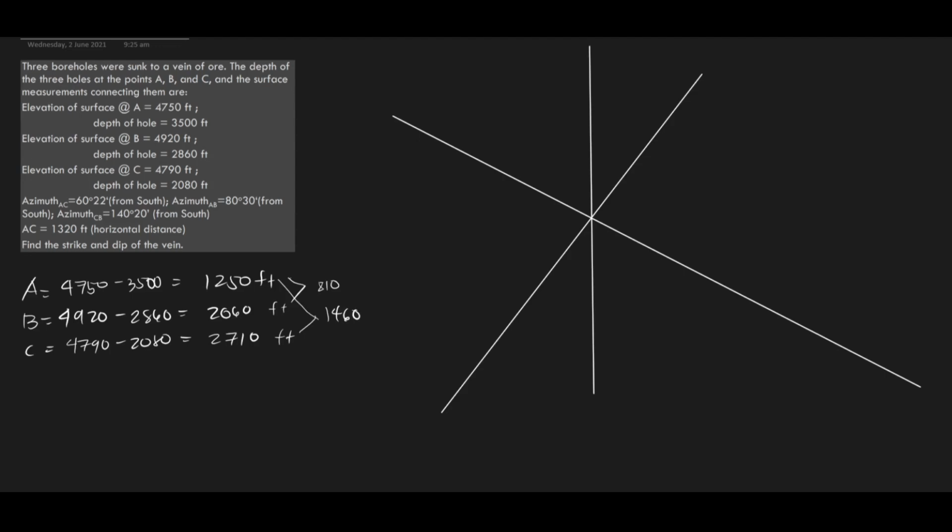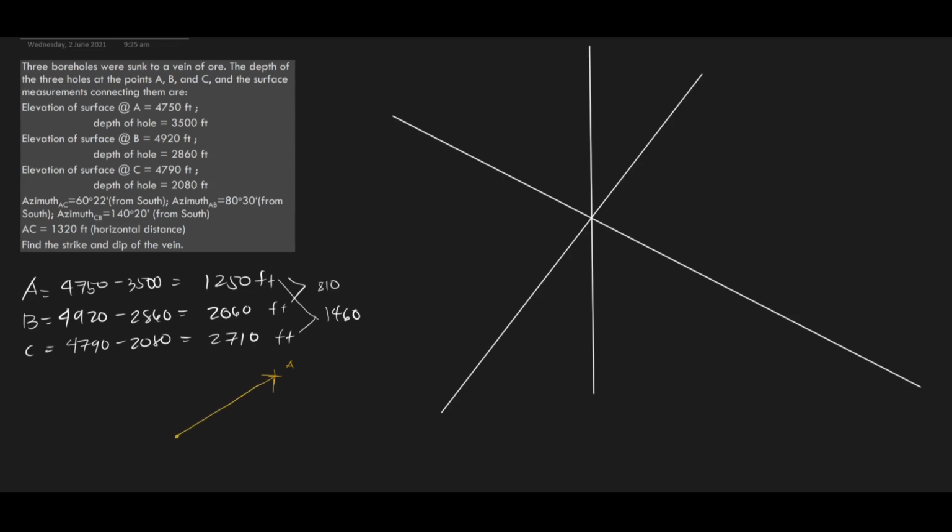And then for the azimuths, it is useful to draw them in 2D first before proceeding to drawing them in 3D. So let's draw them in 2D first. Let's say this is our point A right here. And then the azimuth from south to C is 60 degrees and 22 minutes. So let's try to draw that out here.